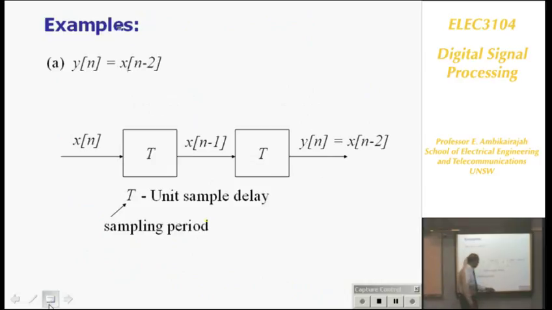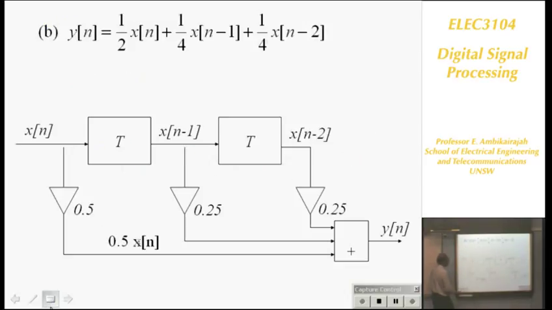So here is a couple of examples. Here is my example. I want a system where the output is the input delayed by 2 samples. So I have an input delayed by 1 sample, I got that. Delayed again, I get that. That's a delay. That's a particular example. Let's move on to the next example.